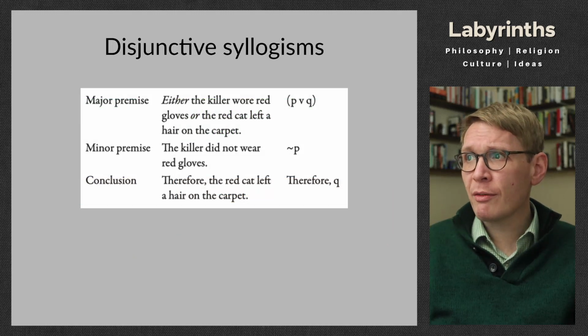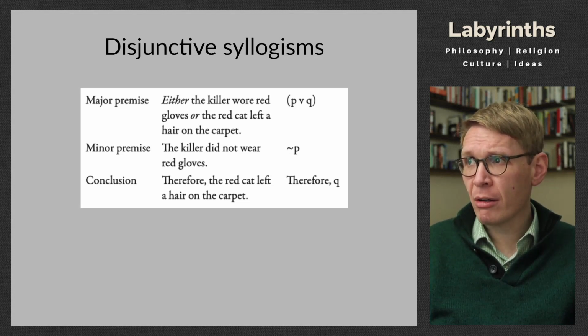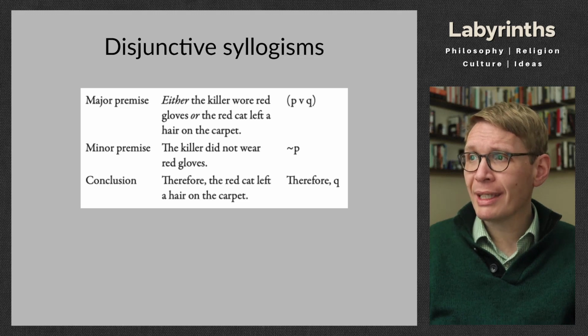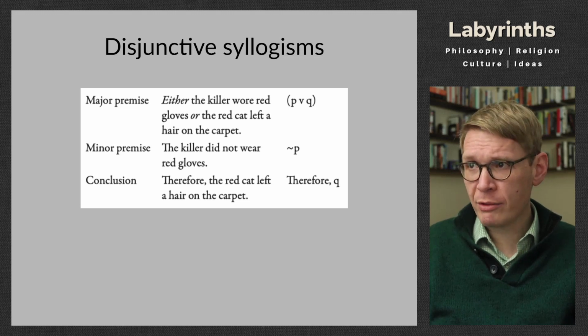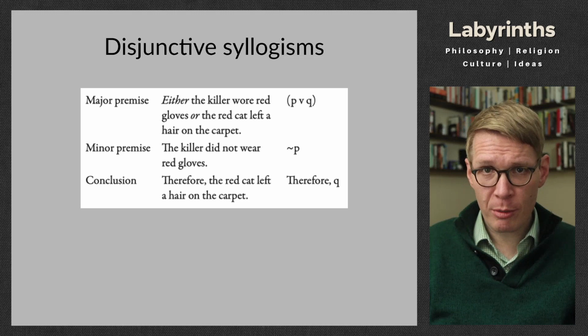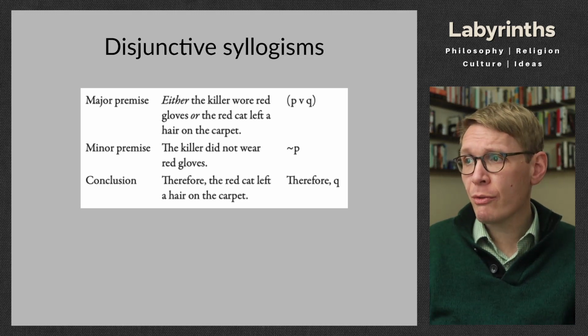Here's an example of a disjunctive syllogism. Either the killer wore red gloves or the red cat left a hair on the carpet. The killer did not wear red gloves. I'm bringing that information to bear on the argument. Therefore, the red cat left a hair on the carpet.